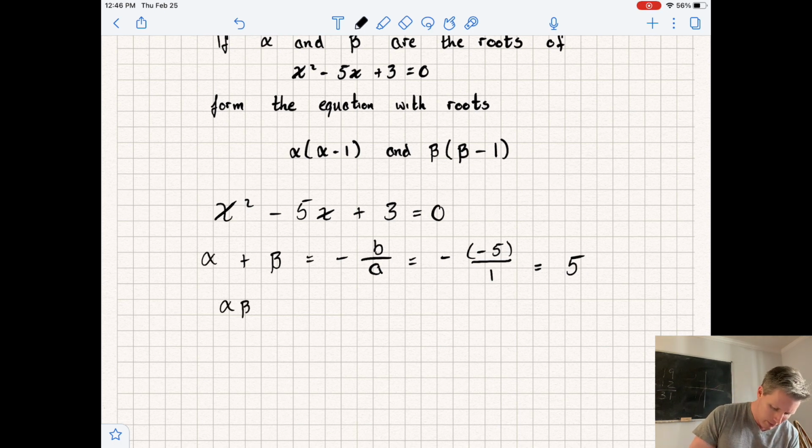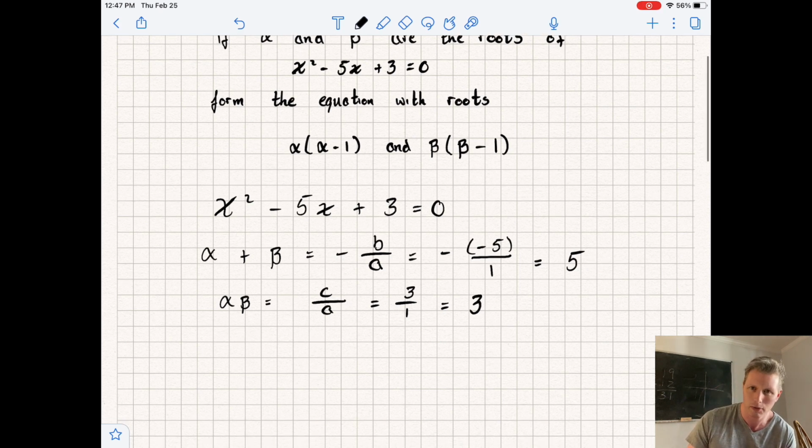Alpha beta, the product of my roots, is c over a. For us, our c value is 3, and again, our a value is 1. And so 3 over 1, that's 3. And so I have that the product of my roots is 3. So the sum, alpha plus beta, is 5, and the product, alpha beta, is 3.